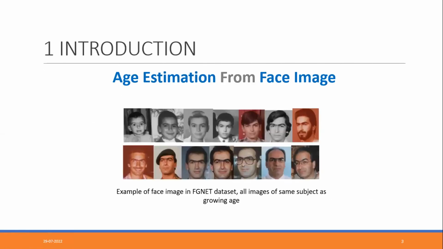I have told the basic introduction. Here I have shown images of one subject from the FGNet dataset at different ages. I have given these inputs to my model so that it can detect the age of the person based on the images.